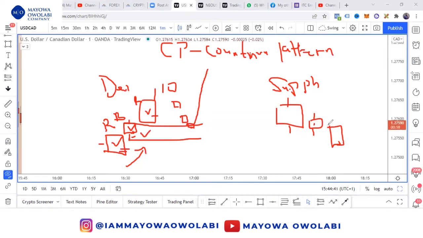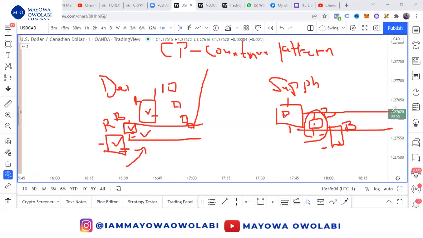So likewise for supply, you want to see a drop, a base, a drop, which is a bearish candle, a base and a bearish candle. And I told you the other time that the base can be any color. So to trade it, you want to highlight the zone and let the market go down and retrace back into it. So this is how supply and demand continuation pattern works.